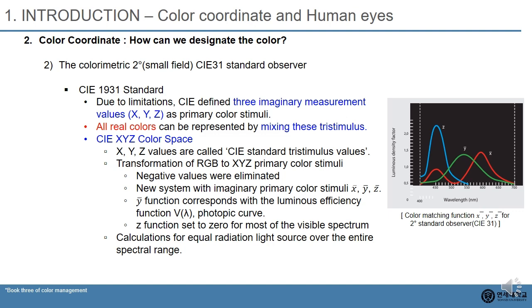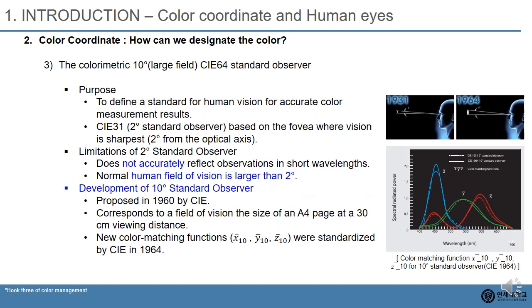Due to these limitations, CIE defined three imaginary measurement values as primary color stimuli. All real colors can be represented by mixing these three tristimulus values. XYZ measurement values are called CIE standard tristimulus values. Here we can transform the RGB to XYZ primary color stimuli as well.